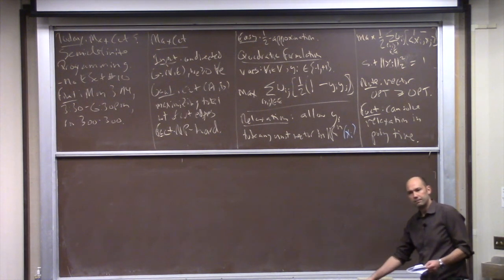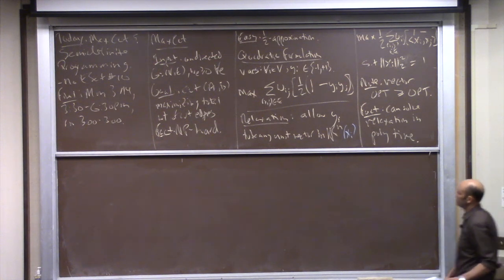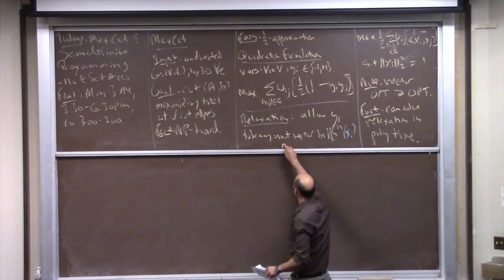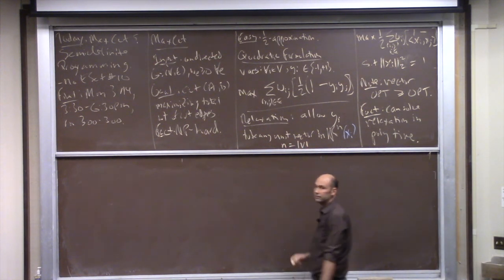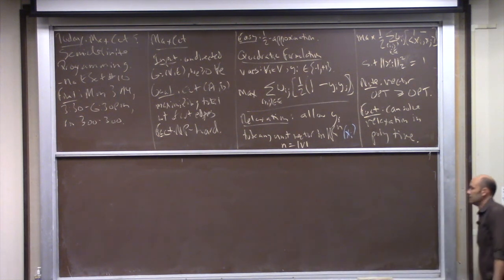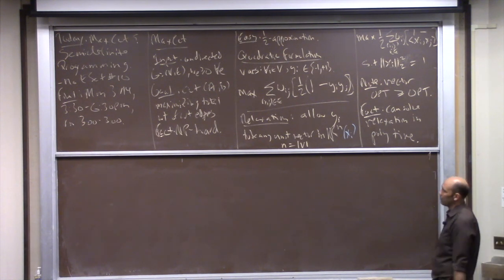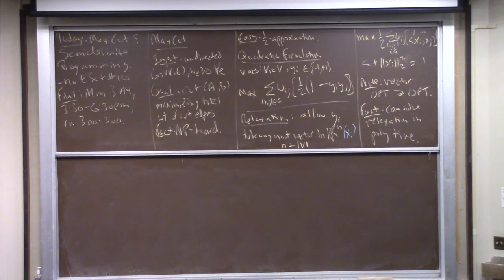Yep. n is the number of vertices. So the number of points you're putting on the sphere is the same as the dimension of the sphere. Yeah. It'll be more clear why that happens in a little bit. Other questions?